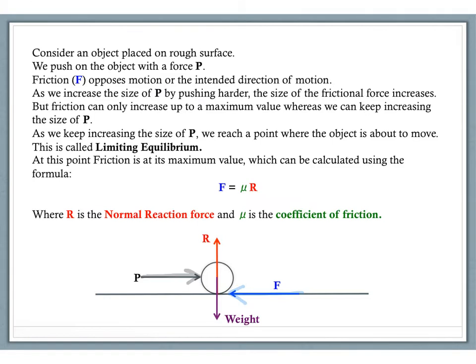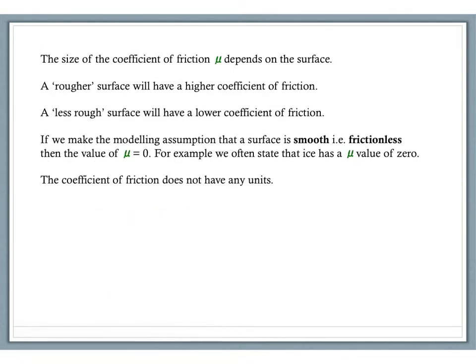At this point, friction takes its maximum value, which can be calculated using this formula, F equals mu R, where R is our normal reaction force and mu is the coefficient of friction. The size of the coefficient of friction mu depends on the surface. A rougher surface will have a higher coefficient of friction. A less rough surface will have a lower coefficient of friction.